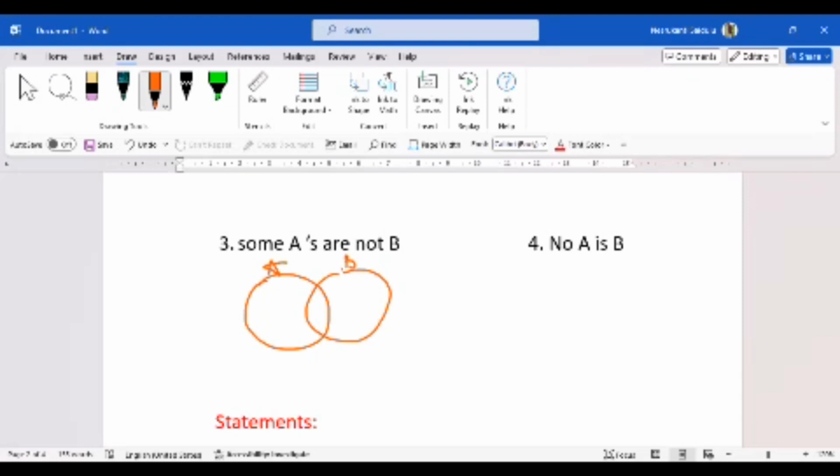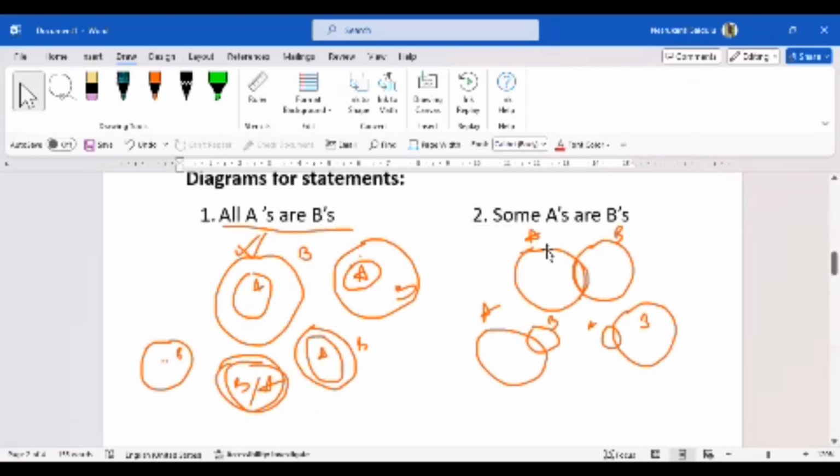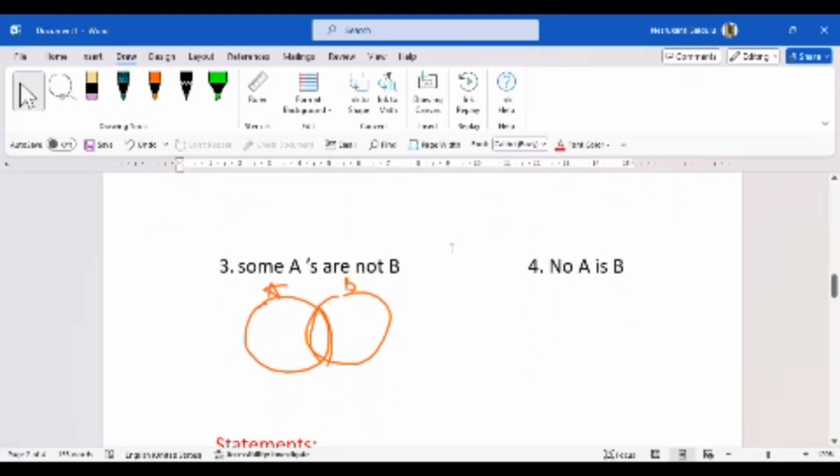This one is A and this one is B. There is an intersection between A and B because some A's are not B's. This statement follows this diagram. If the rules are applicable for "some A's are B's", then all rules are applicable for "some A's are not B's", right? Next, fourth one.